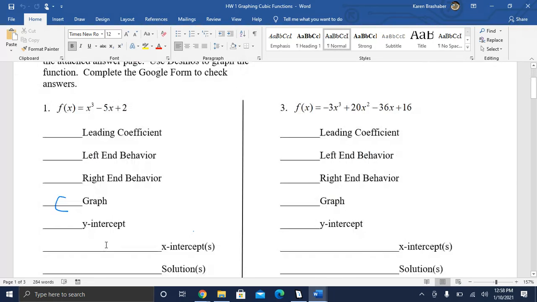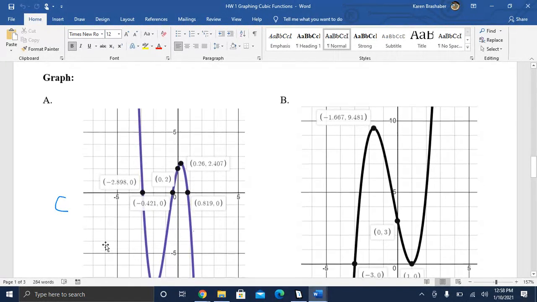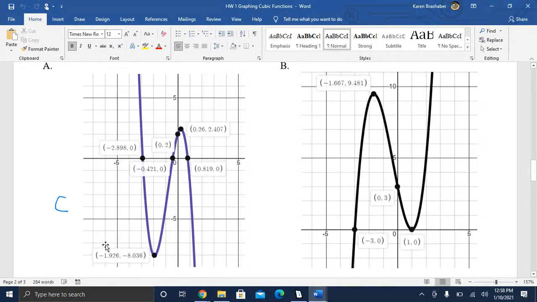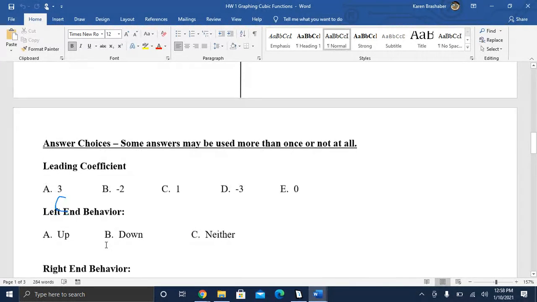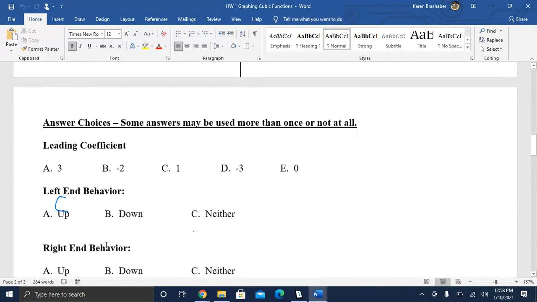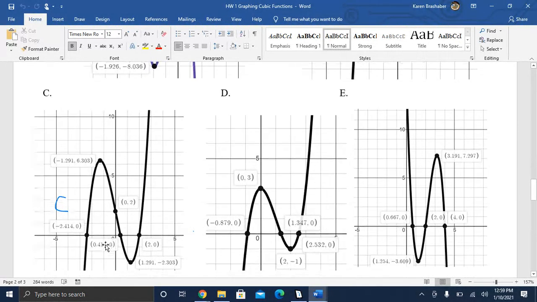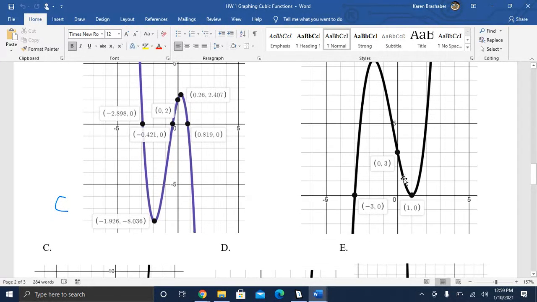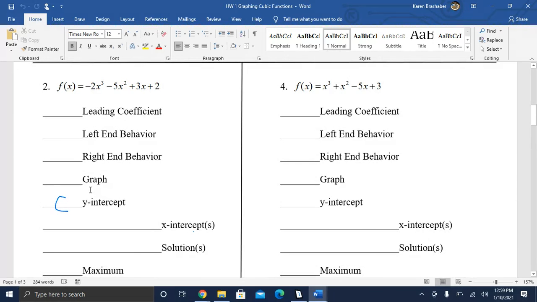And then the last thing I'll point out to you is that we have these graphed. So you have 1, 2, 3, 4, 5 graphs to choose from. So there is an extra. You will not use them all. Likewise, some of these answers may be used more than once or not at all. So you'll choose the graph that matches what you're seeing on Desmos. And then once you get that graph picked out, all these important points are shown for you. So once you get the graph picked out, then you can answer.